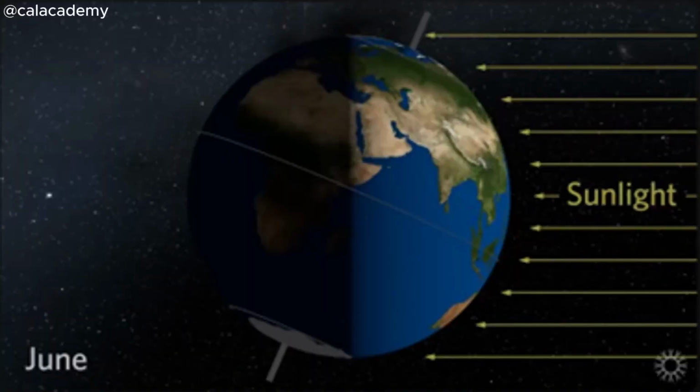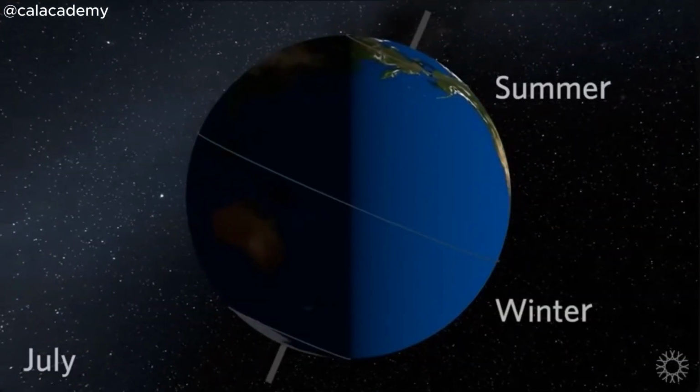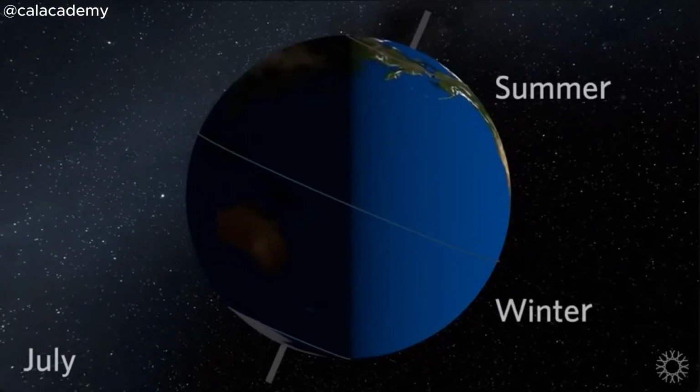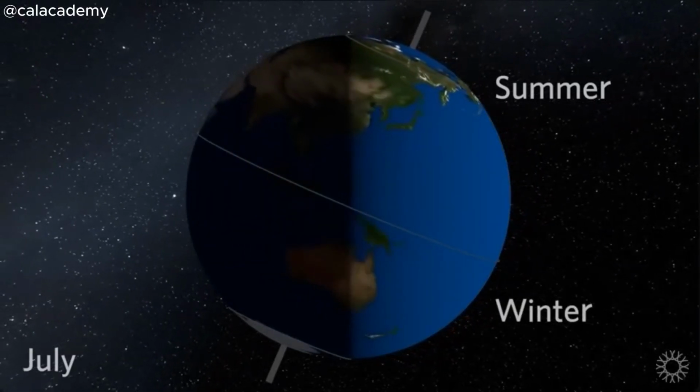Here's how it really works. Earth is tilted at about 23.5 degrees on its axis. As it orbits the sun, this tilt means that at one point of the year, the northern hemisphere leans toward the sun, giving it longer days, more direct sunlight, and warmer weather. That's summer. At the same time, the southern hemisphere is tilted away, getting shorter days, weaker sunlight, and colder weather. That's winter. Six months later, it flips. Perfectly explained on a globe.